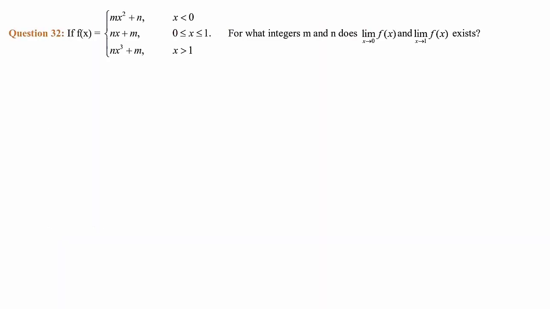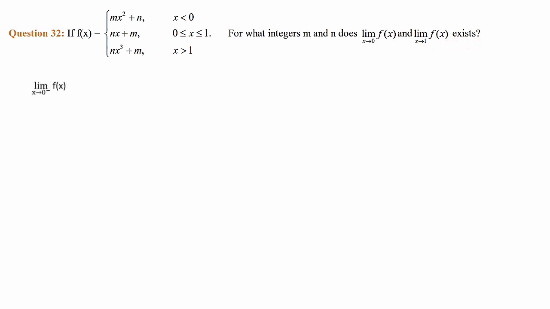Move on to question number 32. If f of x is equal to mx square plus n if x is less than 0, f of x is equal to nx plus m if 0 is less than or equal to x less than or equal to 1, f of x is equal to nx cube plus m if x is greater than 1. Question: for what integers m and n does limit x tends to 0 of f of x and limit x tends to 1 of f of x exist? So here we have to calculate for what integer values of m and n.